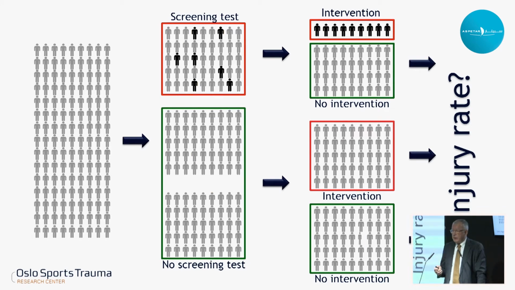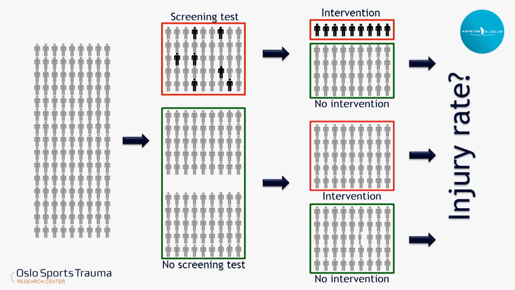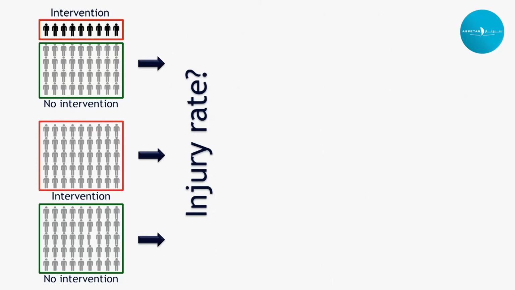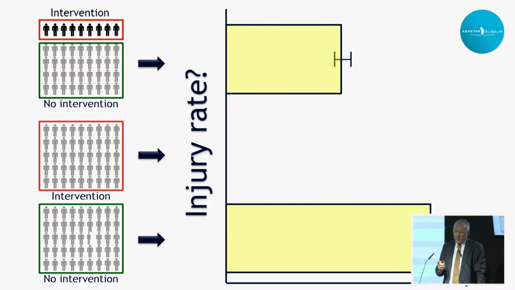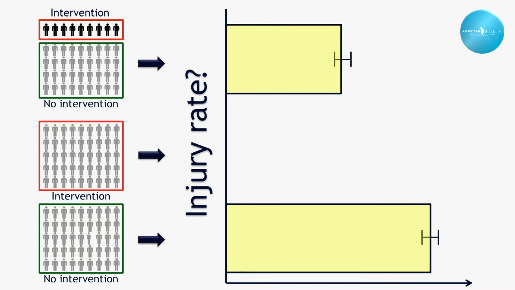And what can we expect then in injury rate? What is the whole purpose of this? Well, if we look at this, we have the 3 groups. Of course, what we're hoping for is that injury risk will be lower in the group that is screened and gets the intervention than the group that is not screened and doesn't get an intervention. Okay? That is what we're hoping for.